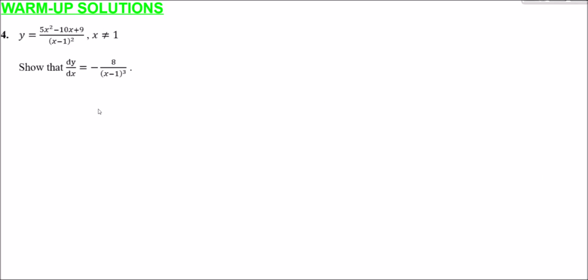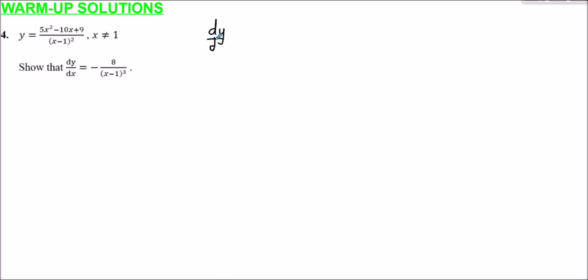Question 4, we've got y, which is an algebraic quotient where x cannot be equal to 1, to save the universe from exploding when you try to divide by 0. Show that dy by dx is minus 8 all over x minus 1 cubed. So this one is going to be the quotient rule.